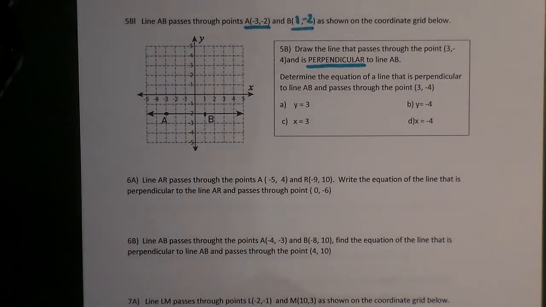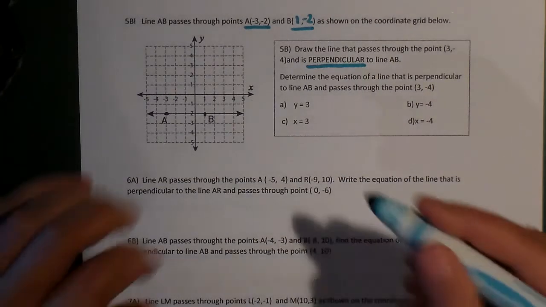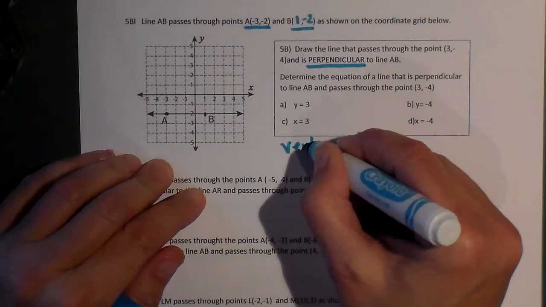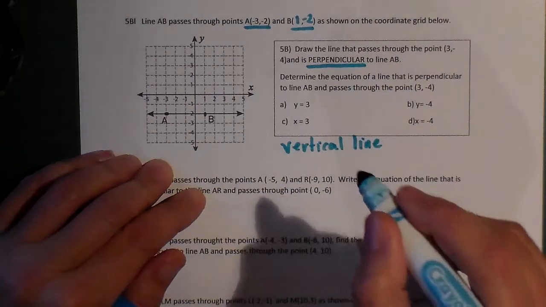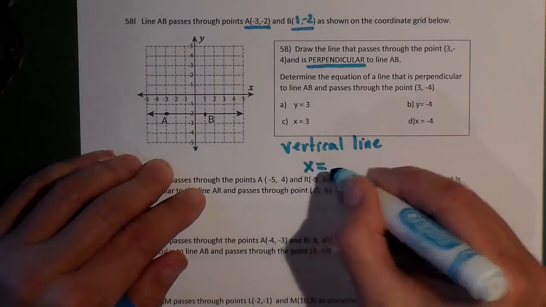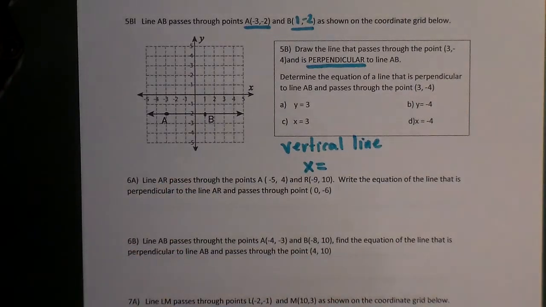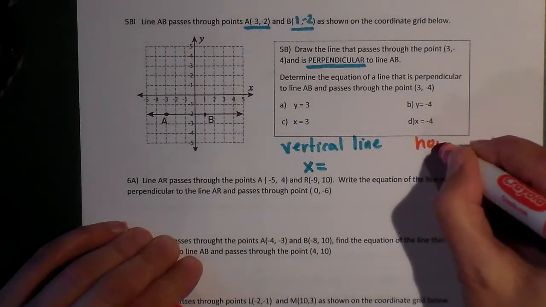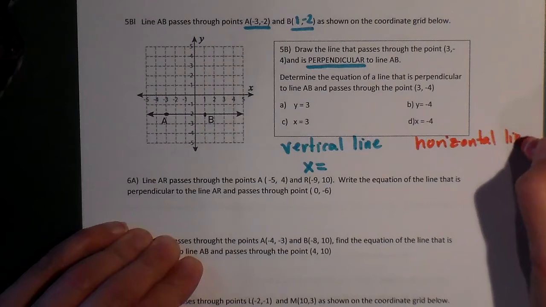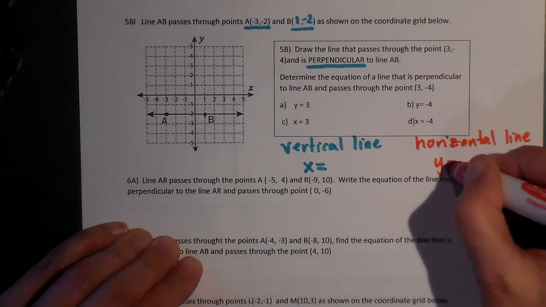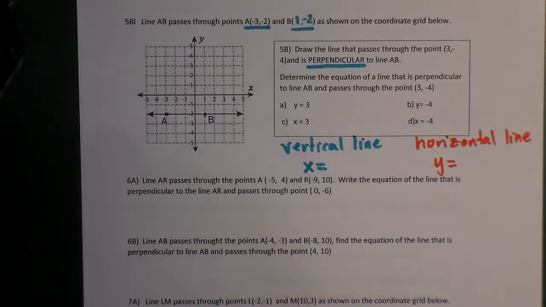So remember what I told you on the previous page, okay? Let's review. Vertical lines all have the same x coordinates, so they're going to be written x equals. Horizontal lines all have the same y coordinate because the slope is 0, so they're going to be y equals whatever all the y coordinates are.